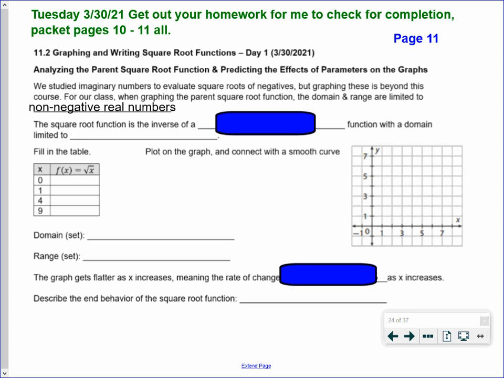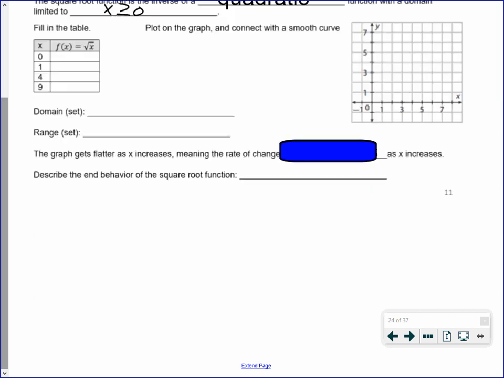The square root function, we've talked about this in previous sections and previous lessons, is the inverse of a quadratic function with a domain limited to x being greater than or equal to 0. Right? We're only using half the quadratic to make sure that the inverse of that quadratic is actually a function. So what we're going to do now is fill out this table to figure out what the parent square root function looks like.